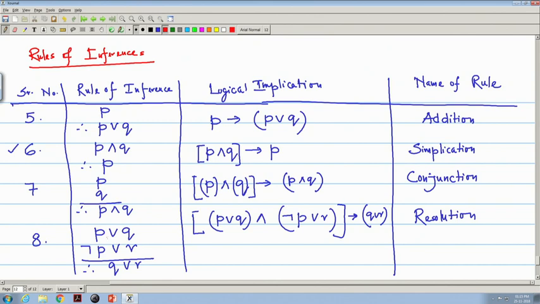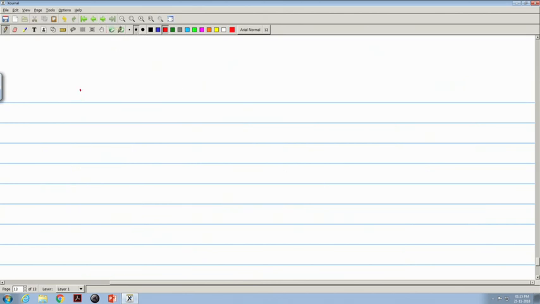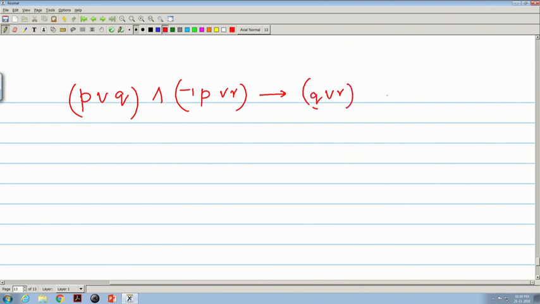Say if we have P or Q and negation P or R, and it simplifies to Q or R. Then I have to mention that we are applying the resolution.